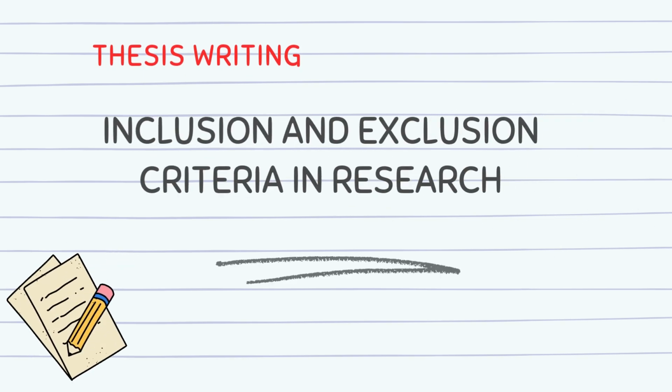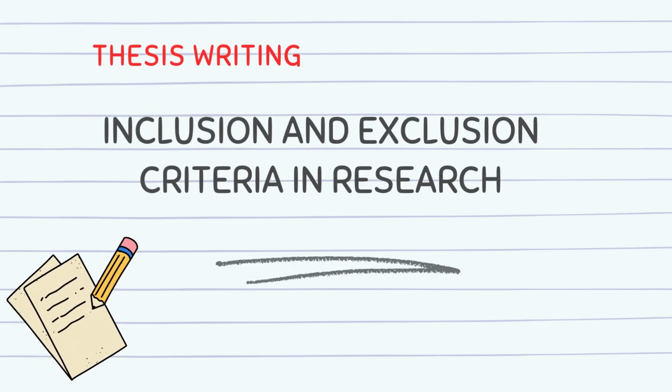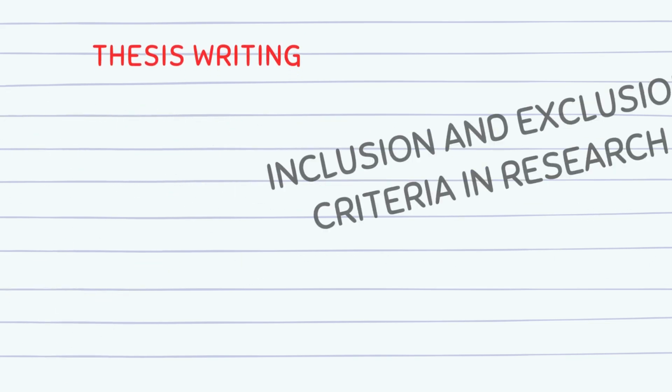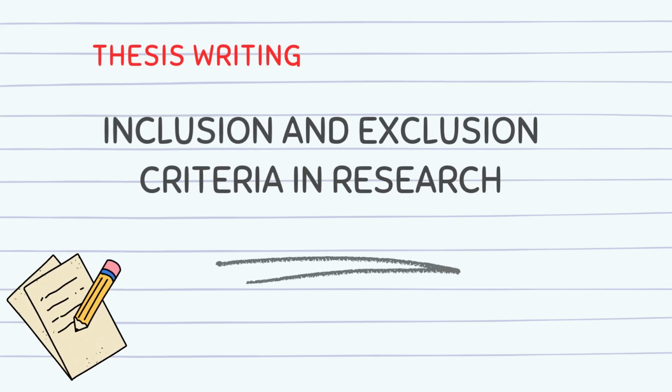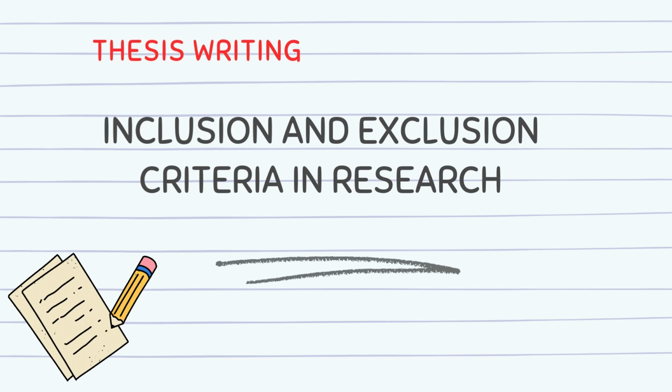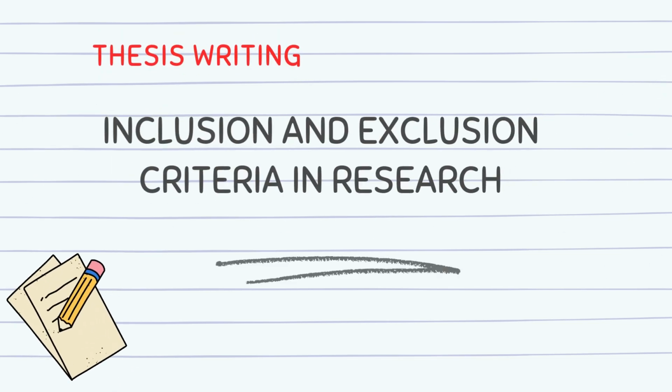Inclusion and exclusion criteria are guidelines used to determine who or what gets included or left out of your research study. They are essential for defining your sample group clearly. Why are they important? These criteria help researchers stay focused, avoid bias, and ensure that results are reliable and valid. Without them, your data could be inconsistent or misleading.